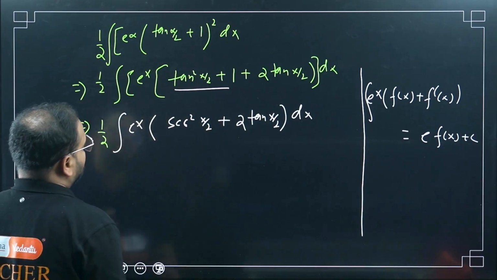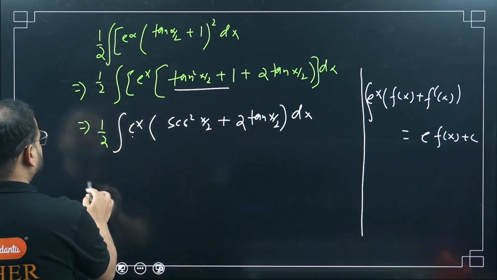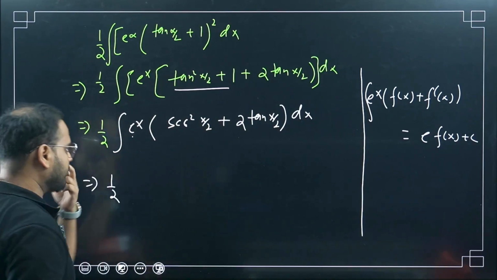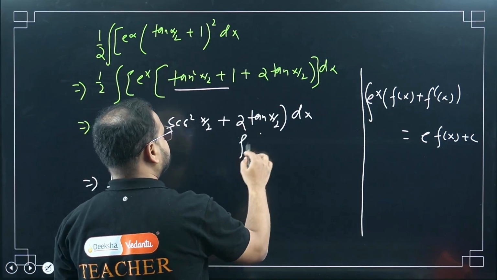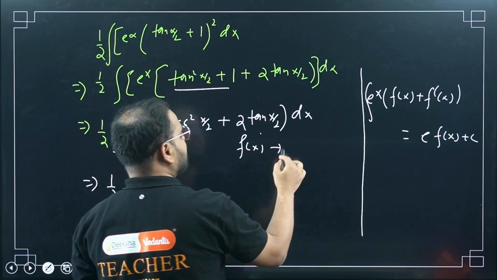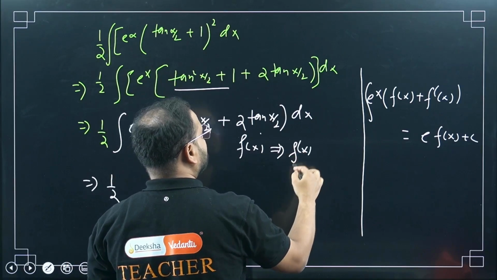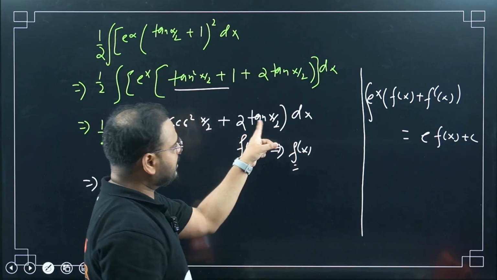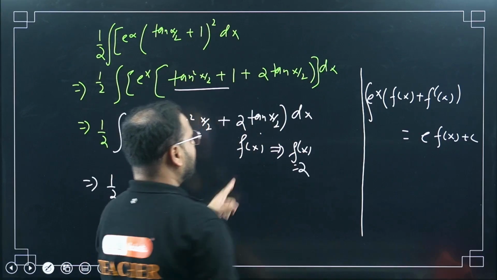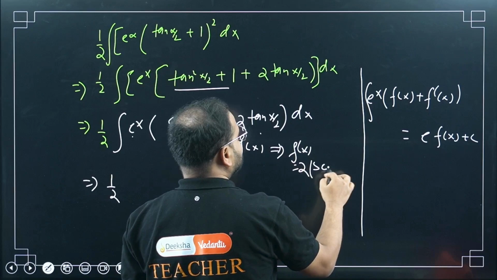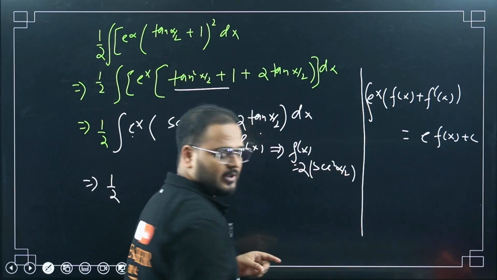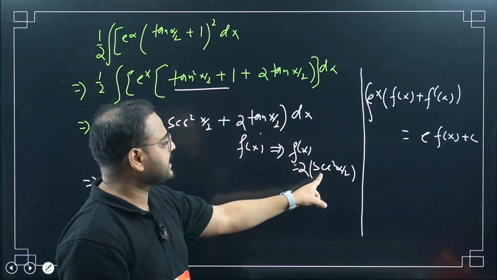Please check. e power x is there, 1 by 2 is a constant, so I'm going to keep this outside, no problem whatsoever. 2 tan x is there. If I take this as my function fx, what is the derivative from here? Derivative of 2 will be kept outside, constant. Tan x by 2 will be simply sec square x by 2. Yes or no? Tan x by 2 will be sec square x by 2.